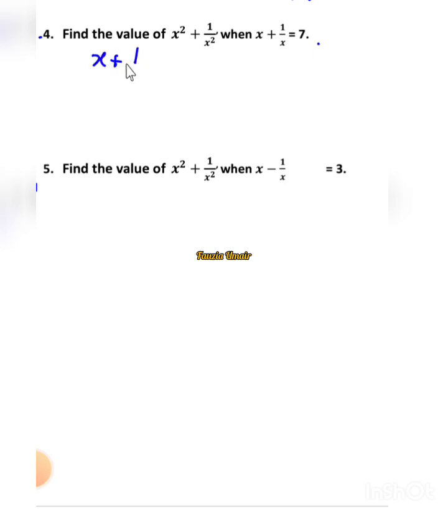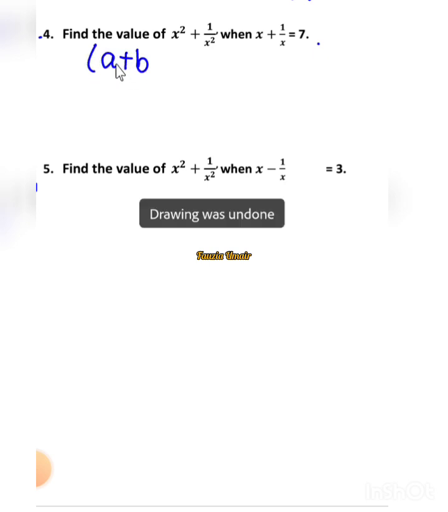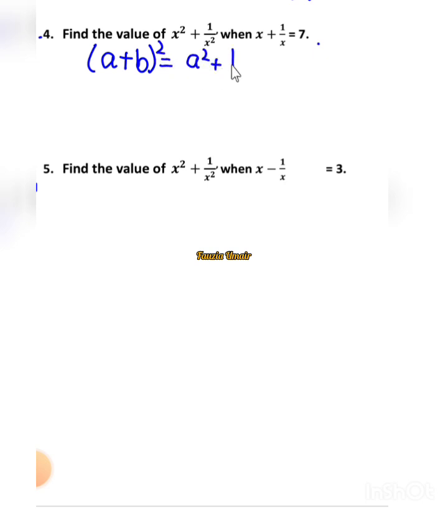So sorry, let me write down the original formula first so that you are not confused. The original formula is (a + b) whole square. This is the first formula we have learned. (a + b)² is equal to a² + b² + 2ab. These are the three terms we should be having.